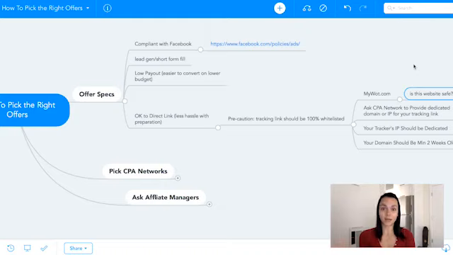Instead, think ahead, talk to the affiliate network, talk to the manager, and explain that you want your own IP for the offer link or your own domain. And then additionally, if you plan on running through your tracker, then your IP should be dedicated, and make sure that IP is whitelisted with Facebook.